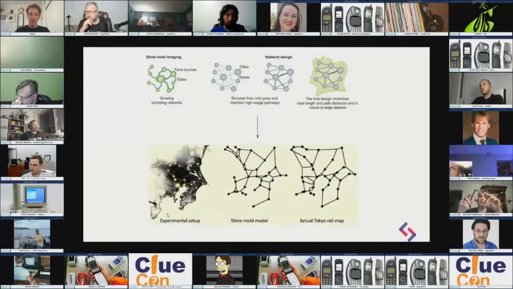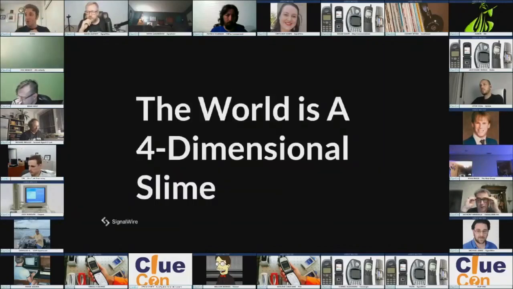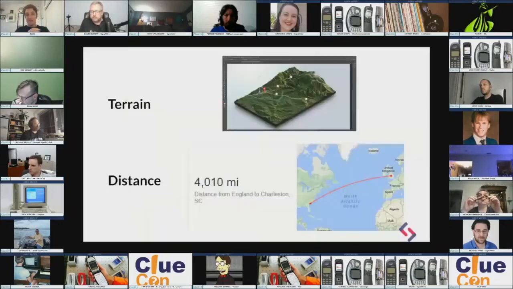And the reason why I find that interesting is that really the world is sort of like a big 4-dimensional slime mold, right? So instead of having a little 2D plate we can sit in and follow the nutrients from left to right, we're dealing with a lot of other things around here, right? We're dealing with terrain, a lot of ups and downs and valleys and peaks, and then distance. And that's the 4th dimension, right?